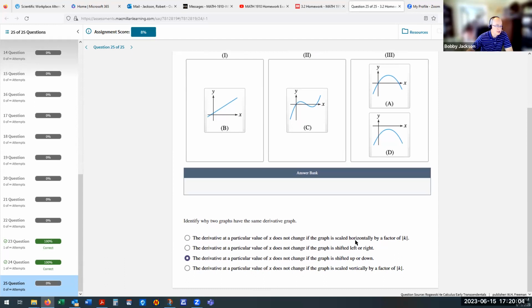And if we scale horizontally or vertically, we're going to deform the graph. We're going to change the slope at all sorts of points, and that's clearly not going to have the same derivative. So those are the correct answers.